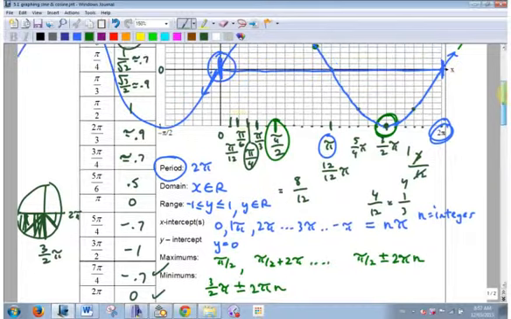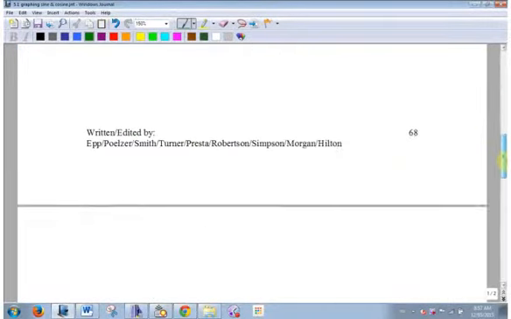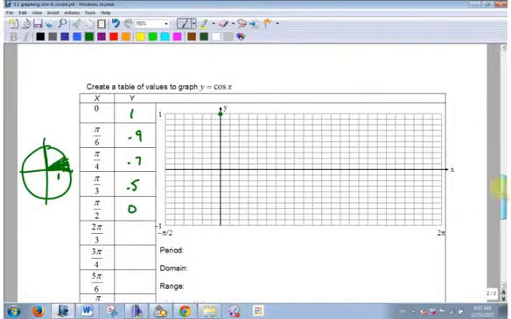Pi over 6 was, let's cheat. Each one of those was a 12th, so pi over 6 was 2 lines, which was 0.9. Pi over 4 was the next line, that was 0.7. Pi over 3 was double that, so I go 4 lines, and that was 0.5. And pi over 2 was 1, 2, 3, 4, 5, 6, which was 0.